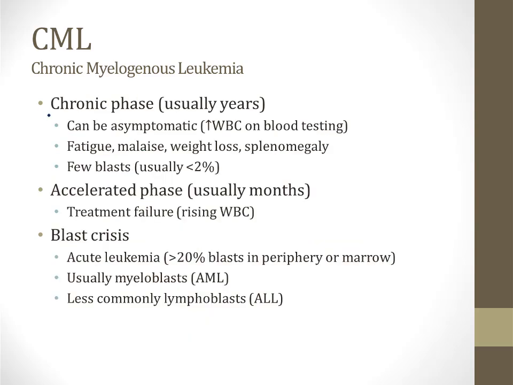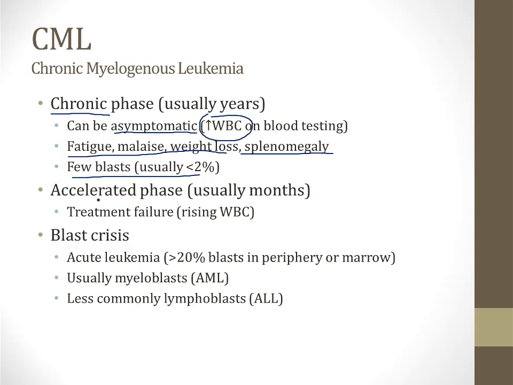CML progresses through a number of phases. The first phase is called the chronic phase, which can last many years. This phase is often asymptomatic. Many times an increased white blood cell count is found on routine blood work, and that's how this leukemia is diagnosed. When patients do have symptoms, they're often nonspecific, including fatigue, malaise, and weight loss. Sometimes there is splenomegaly from white blood cell infiltration of the spleen. Importantly, the chronic phase has very few blasts. Usually less than 2% of cells are blasts in this phase.